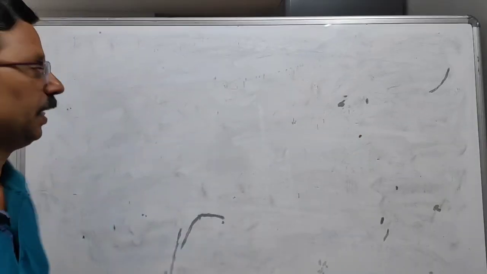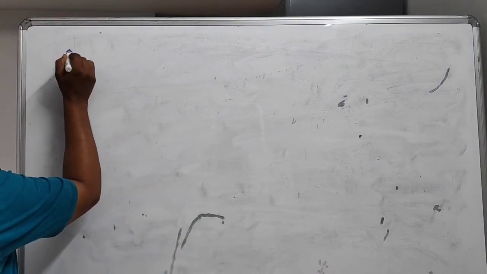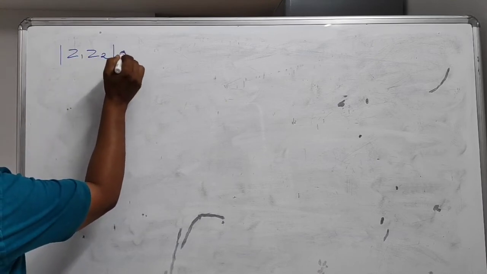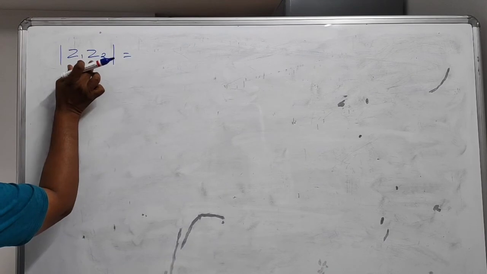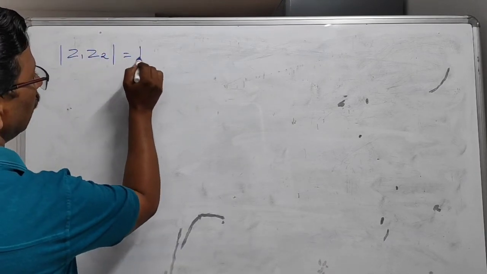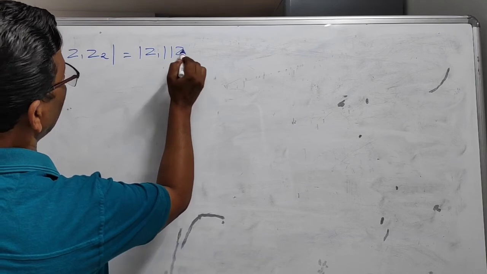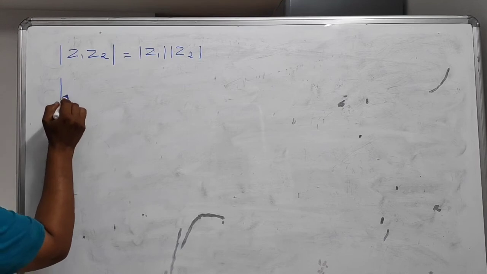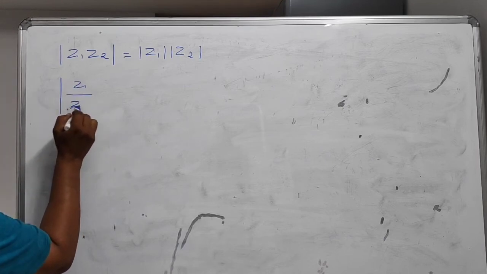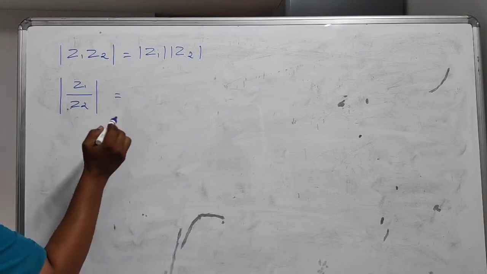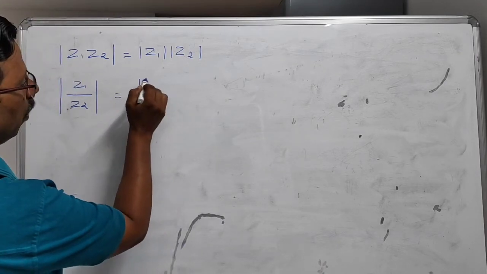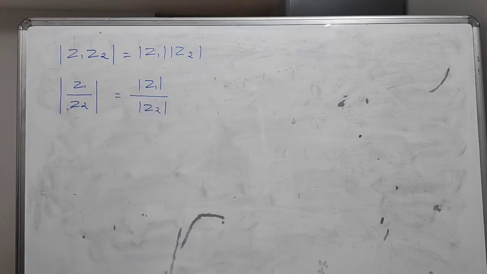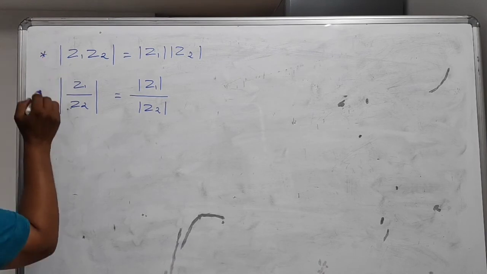Now let us see the properties. First, you can take two complex numbers z1 and z2. Take its modulus. That is, the modulus of the product of two complex numbers is nothing but the product of their moduli, modulus z1 into modulus z2. Similarly, we can say the modulus of the quotient of these two complex numbers is equal to the quotient of their moduli, modulus z1 by modulus z2. Now this is one property.